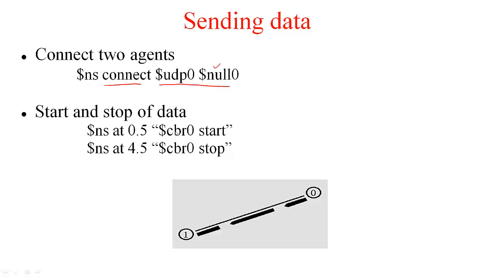And you can also specify when to start and stop the data by specifying when the CBR source should start. It's saying at 0.5 seconds start sending the data, and at 4.5 seconds stop sending the data. So this may seem too much information at one go. Just go through the code. It's not very complex. I think you will understand what is happening.